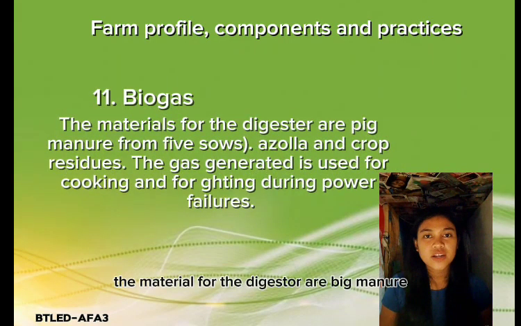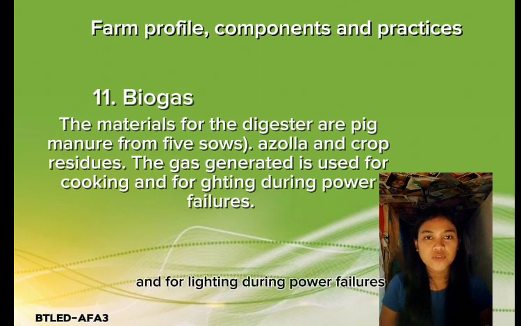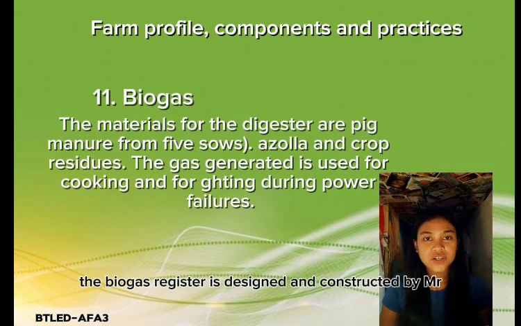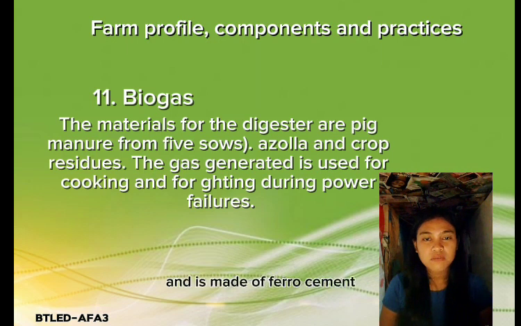Number 11 is biogas. The materials for the digester are pig manure from 5 sows, azolla, and crop residues. The gas generated is used for cooking and for lighting during power failures. The biogas digester is designed and constructed by Mr. Fantilanan himself and is made of ferro cement, which is available locally.